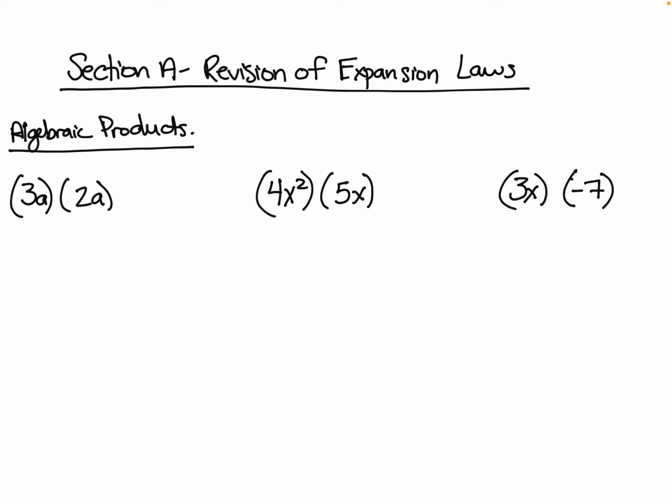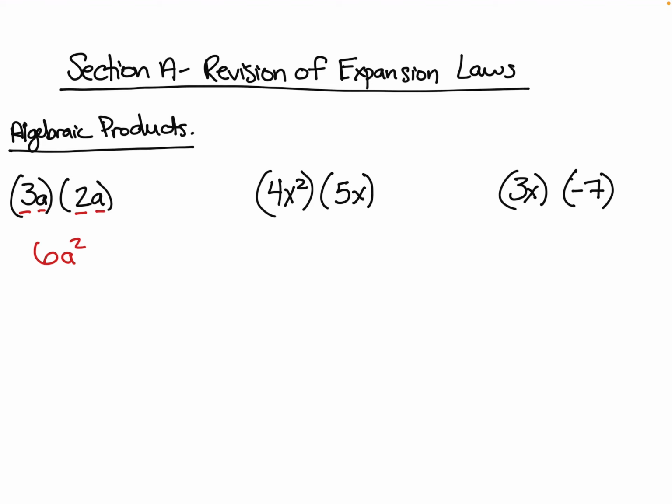If we look at this first example of 3a times 2a, the way that you multiply algebraic terms together is you multiply the numbers by the numbers, or the coefficients by the coefficients, and then you multiply the letters by the letters. So in this case, the first thing we're going to do is multiply together the 3 by the 2 to give us 6, and then we're going to multiply a by a to give us a squared. So our final answer on that one is going to be 6a squared.